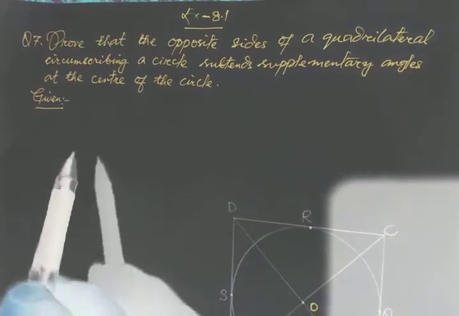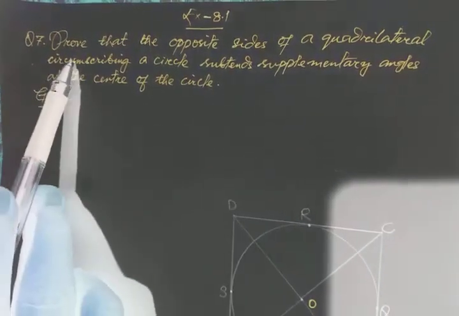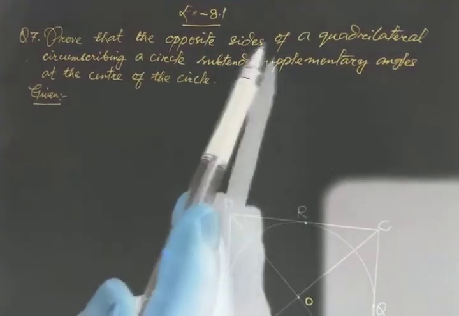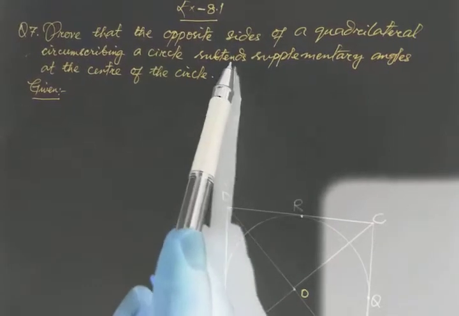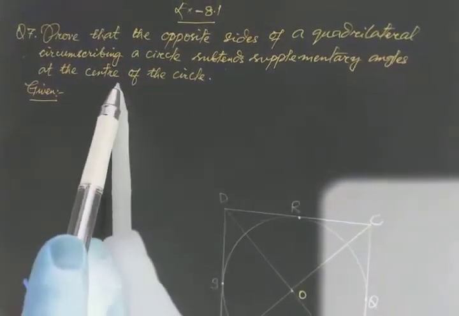Exercise 8.1, question number 7. Prove that the opposite sides of a quadrilateral circumscribing a circle subtend supplementary angles at the center of the circle.